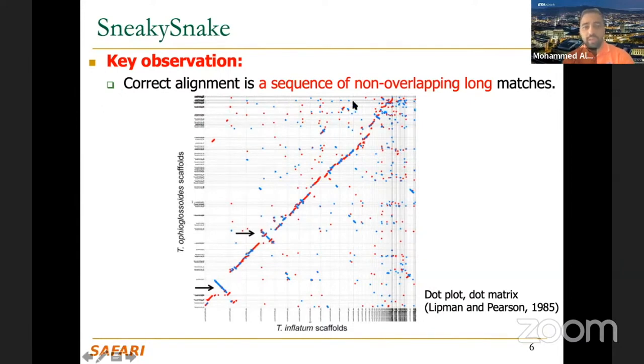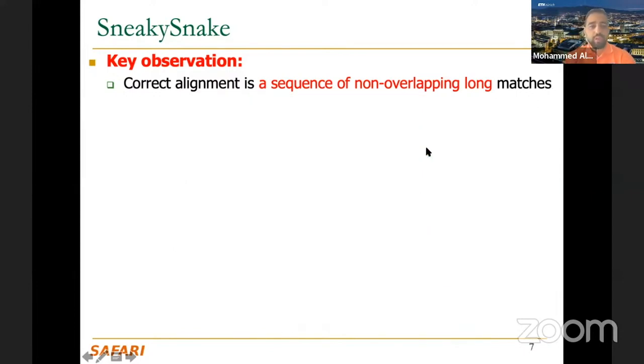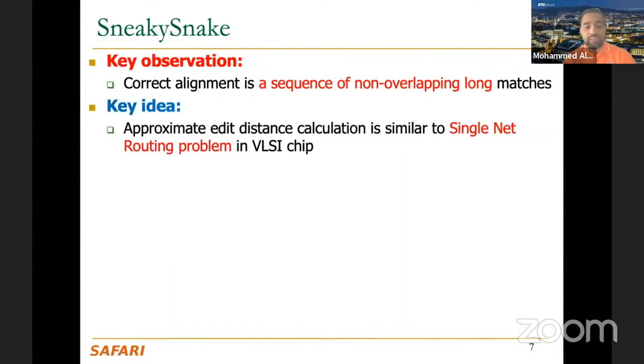So the correct alignment is a sequence of non-overlapping long matches. And these are the non-overlapping long matches, which are the things around the diagonal. So we said, okay, let's approximate edit distance calculation using what we call the single net routing problem in a VLSI chip. We observe that the single net routing problem is something very similar to connecting these dots or finding these long non-overlapping matches.